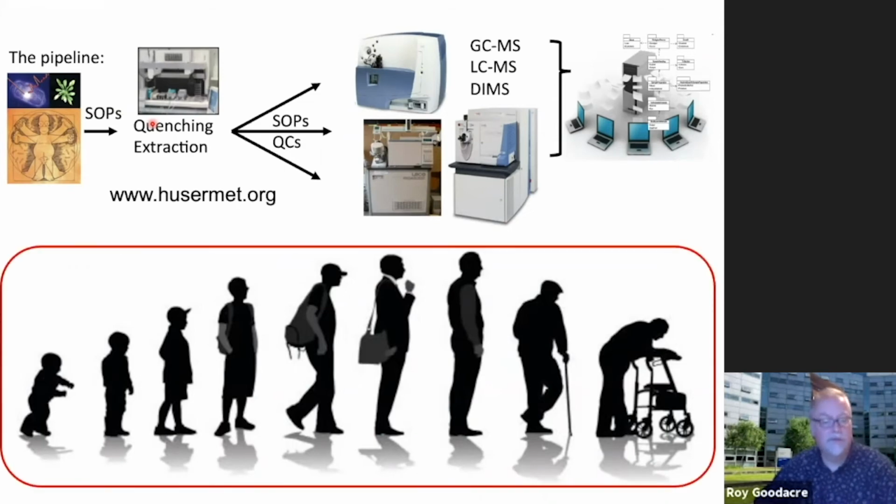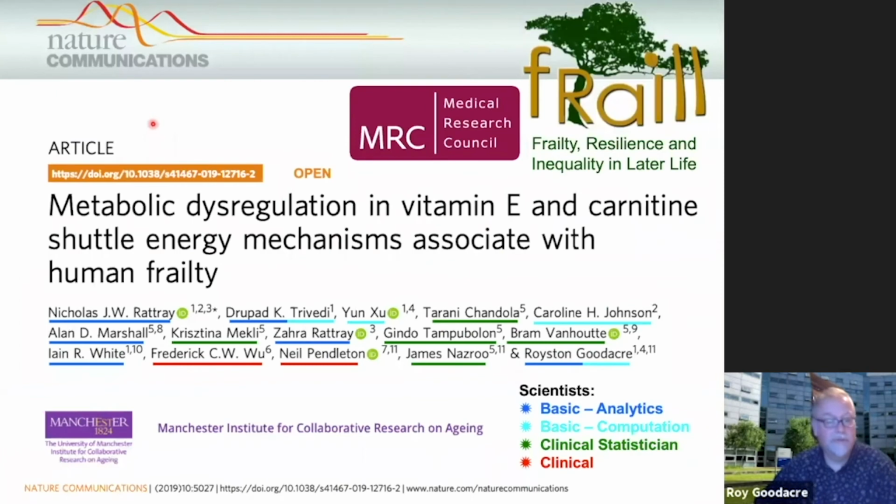We then applied that to look at frailty in aging populations. This was funded by MRC. We called this Frailty and Resilience and Inequality in Later Life. The lead author here is Nick Rattray, who's an analytical chemist. Again, just like the previous study, this highlights that we have clinicians and clinical statisticians involved. A lot of these people, like Gundo and Chris and Bram and Tarani, were involved in looking at socioeconomic factors in this particular study. And then we have a mix of basic scientists and clinical scientists, which is what we needed.